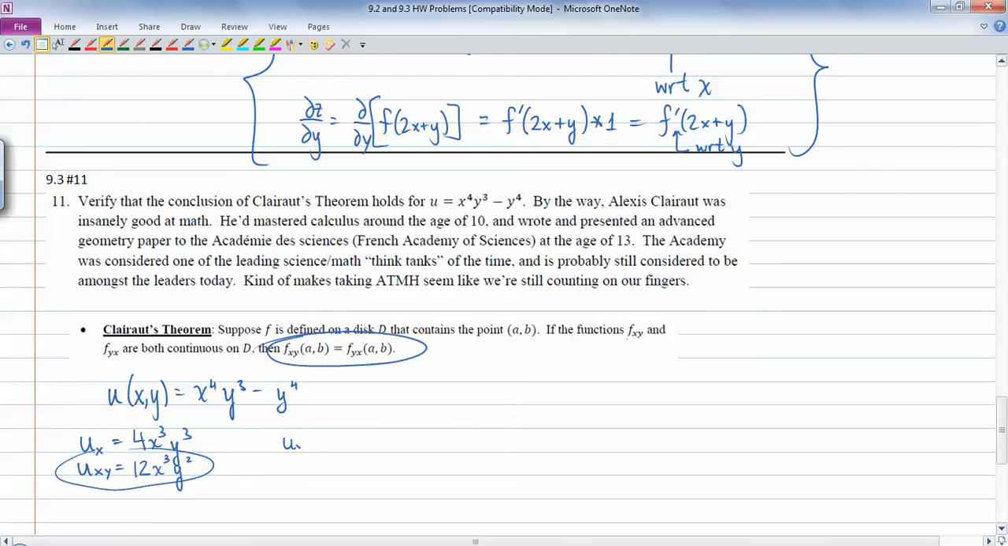And then if we do u sub y first, we get, let's see, x to the 4th stays the same, and we get 3y squared. So it's 3x to the 4th y squared minus 4y cubed. And then if I take the derivative of that with respect to x, then this term turns into 0, and I'm left with bringing the 4 down in front, 12x, lowering the power by 1, and it happens to be exactly the same, which is good. So that verifies the conclusion holds.